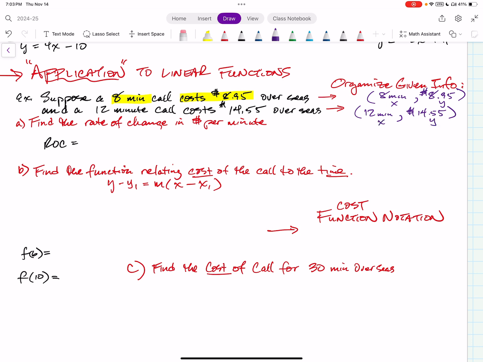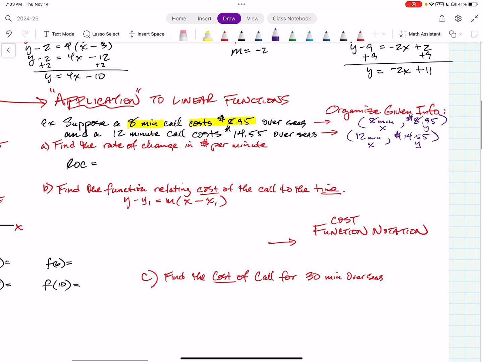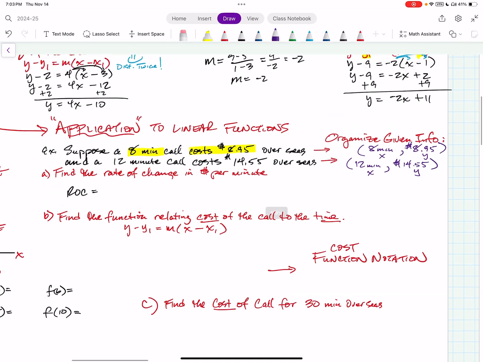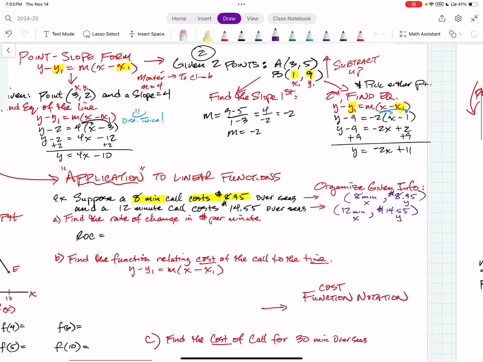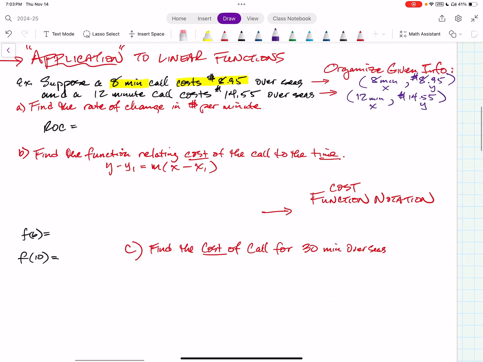So you organize your information first, and then you can do all your basic skills, which we just talked about up here. Notice that we have 2 points. So it's like example number 2 that I just did. We're going to find the slope or the rate of change, and then we're going to use point-slope form. It's just like example 2 in the upper right-hand corner of the screen. Now we're going to subtract up.